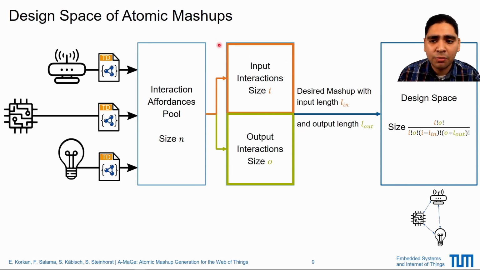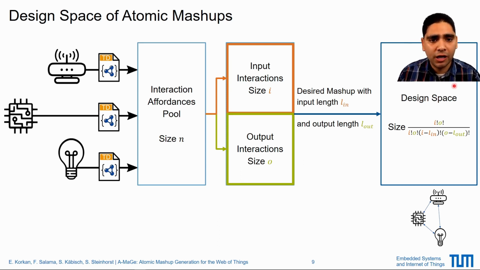However, in the atomic mashup scenario, we simplified by splitting this pool into input interactions and output interactions. And given the desired mashup length, with the input length of L_in and output length of L_out, the design space can be calculated using this formula.